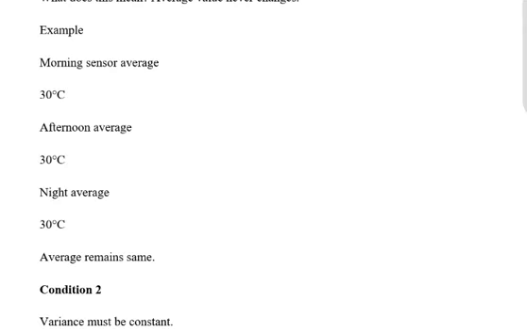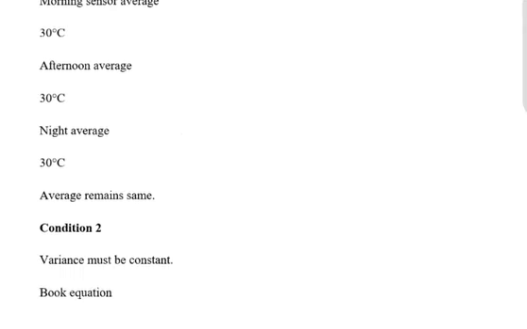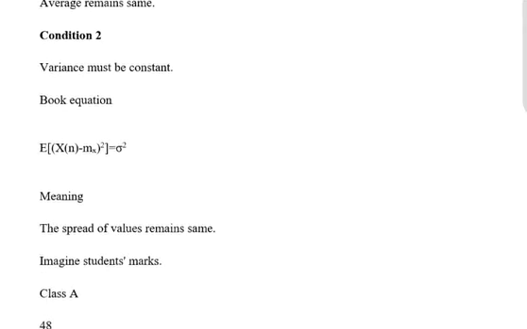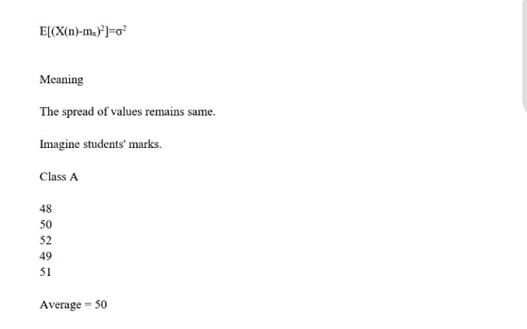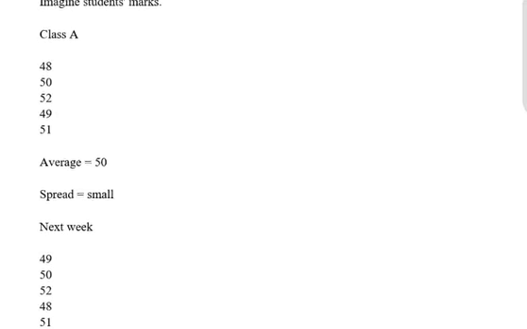This is just only one condition. So the second condition is that the variance must remain constant. While I'm discussing the equation which we have in a book, the expectation of (x of n minus the mean value) the whole square should be equal to sigma square, which means the spread actually remains constant.